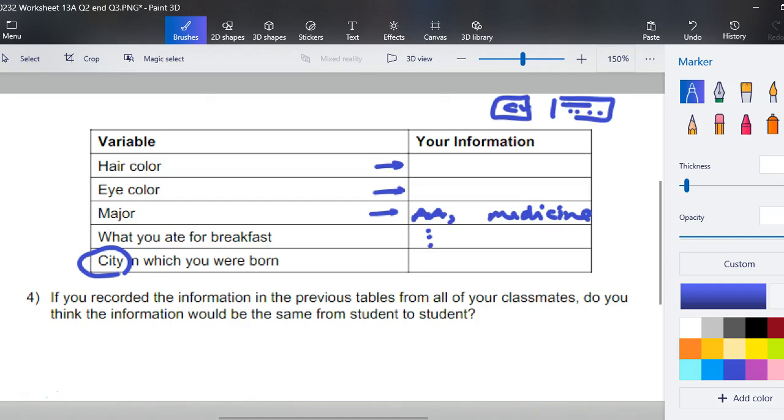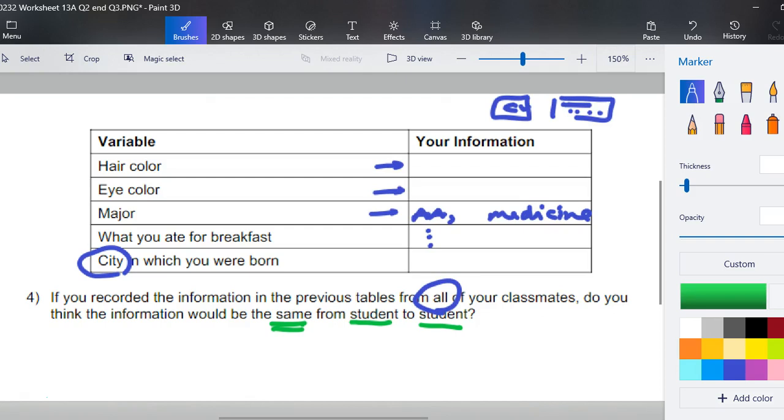Moving on to question 4, if you recorded the information in the previous tables from all of your classmates, and this is a really good time to hit pause and answer 4 by yourself, but if you recorded the information in the previous tables from all of your classmates, do you think that the information would be the same from student to student? Jot down your thoughts on question number 4. A sample answer could be no, the information would be different for different students since the information depends on unique backgrounds, unique interests, and then the measurements can vary from student to student.